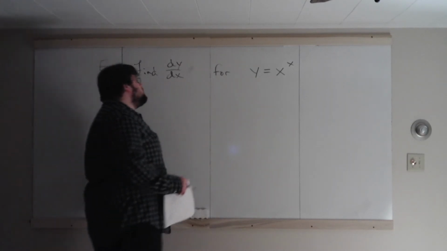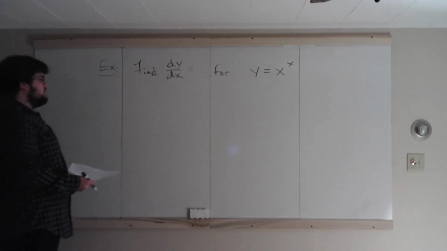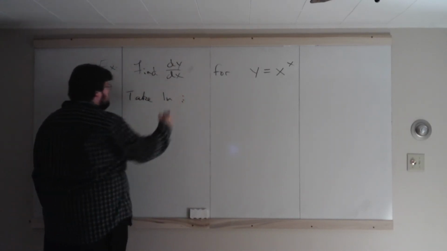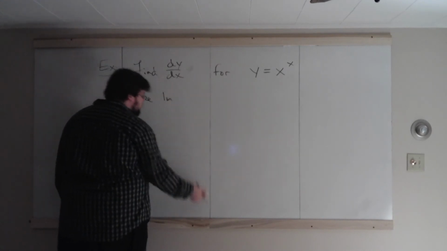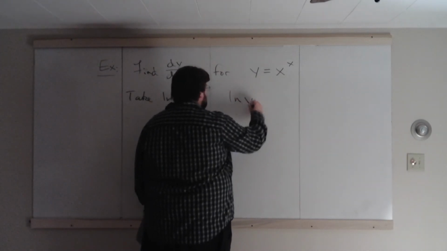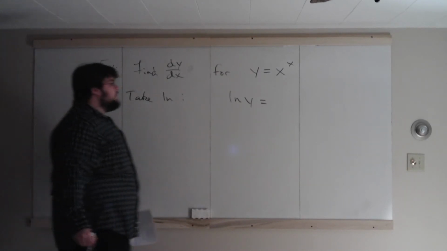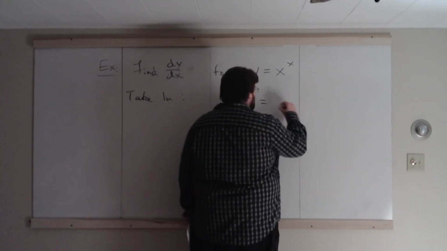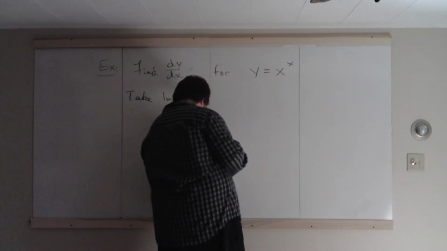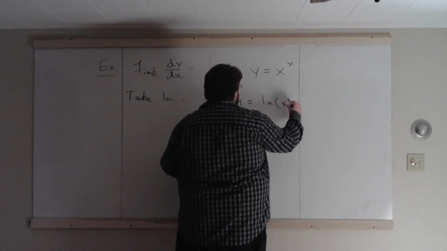What we're going to do here is introduce a natural logarithm. And what does the natural logarithm do for us here? Well, let's say take log on both sides. What happens if we take the natural log on both sides? Well, the left side we get log y. What do we get on the right side? We get log of x to the x. So we have log y equals log of x to the x.